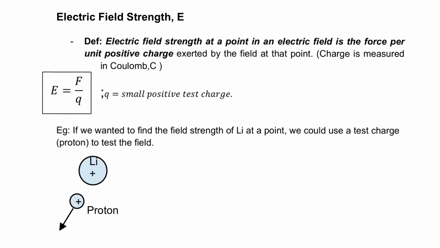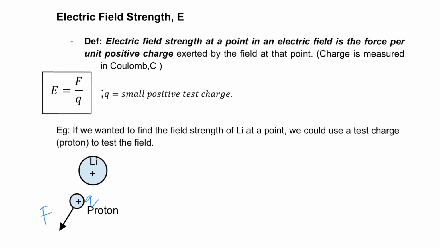So we have to use a positive test charge to test the field. We put a positive test charge here, for example, a proton, and then we look at the force acting on the proton. So let's say the value is F, and the charge of the proton is Q. Therefore, the field strength of the lithium ion at this point is equal to the force on the proton divided by the charge on the proton. That gives you how strong the field of the lithium is. That's how we define it.